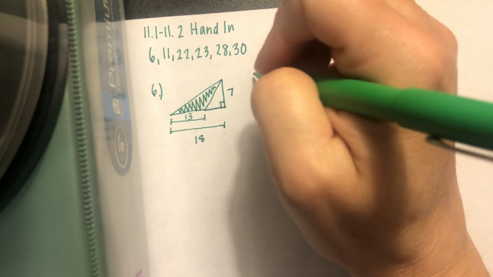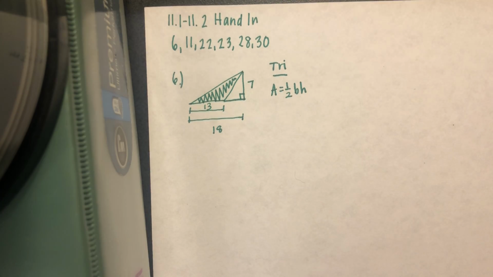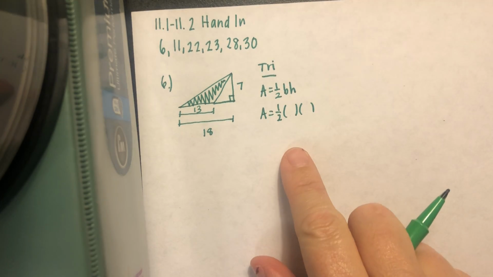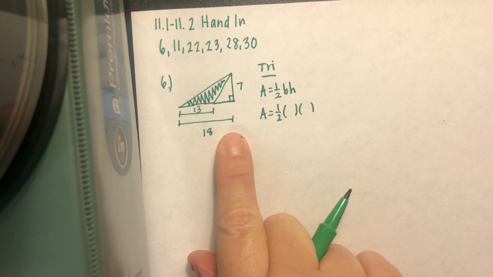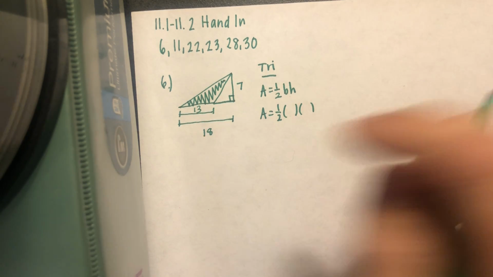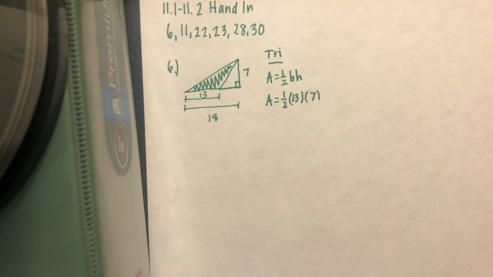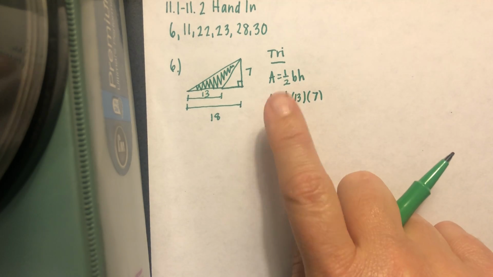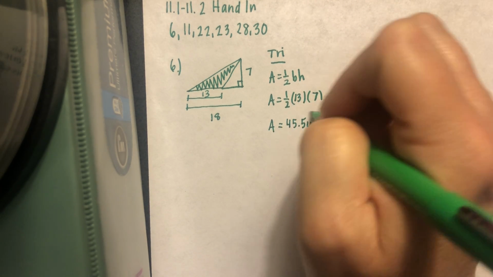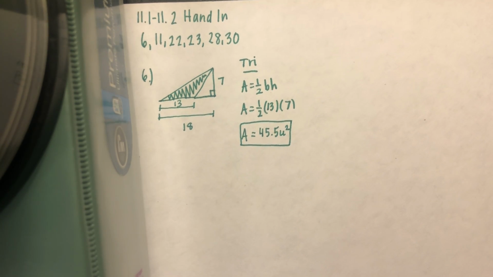Okay, so we'd write down triangle. We know the area of any triangle is 1/2 base times height. So the base of my triangle, this is probably where you missed it if you did miss this. It is the 13. It is not the 18. So only the shaded in part is what they're obviously asking me to find the area of. So my base should have been 13. My height should have been 7. And then when you multiply 1/2 times 13 times 7, you're going to get 45.5 units squared. All right, so that's how number 6 should have looked.